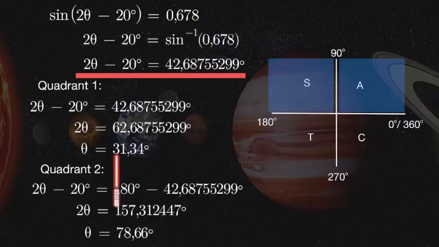Now we can also test the 31,34. If we put that in the place of theta and we calculate this angle, you will see that it will give us an angle between 0 and 90. And if we do the entire sum, it will also give us this ratio.